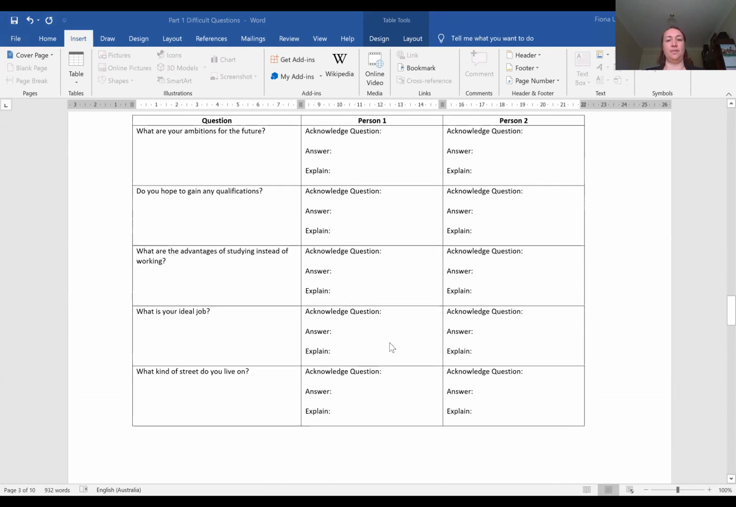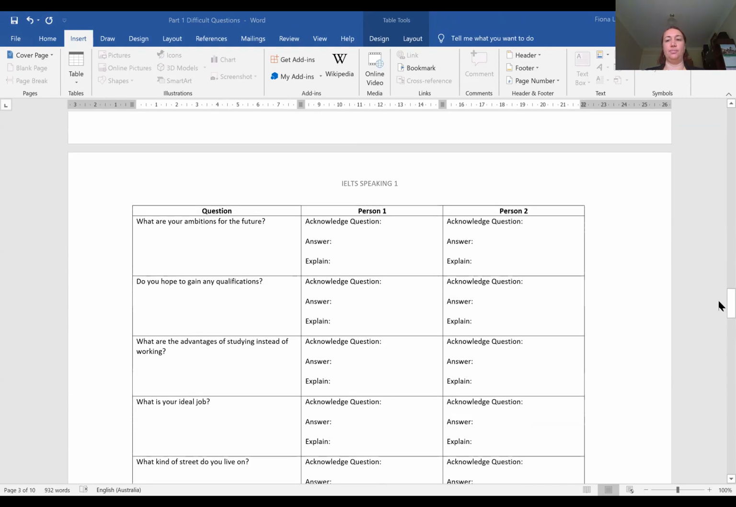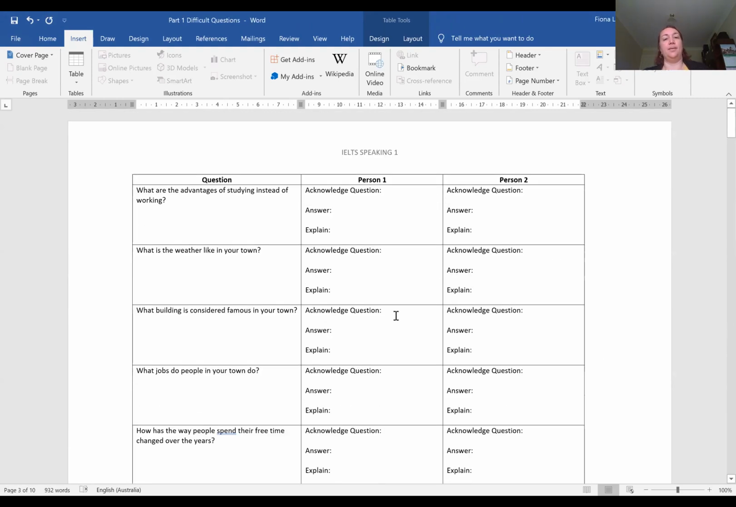Now, there should be enough for one per couple, and then you're going to swap once you finish these onto the next, all right? So what I want you to do for the rest of the class in your pairs: what are the advantages of studying instead of working? The first person asks that question, and then just see if they have acknowledged the question, answered the question, and explained their answer. You can also provide them feedback to explain what they've done correctly, or what they could have developed or worked on, okay?